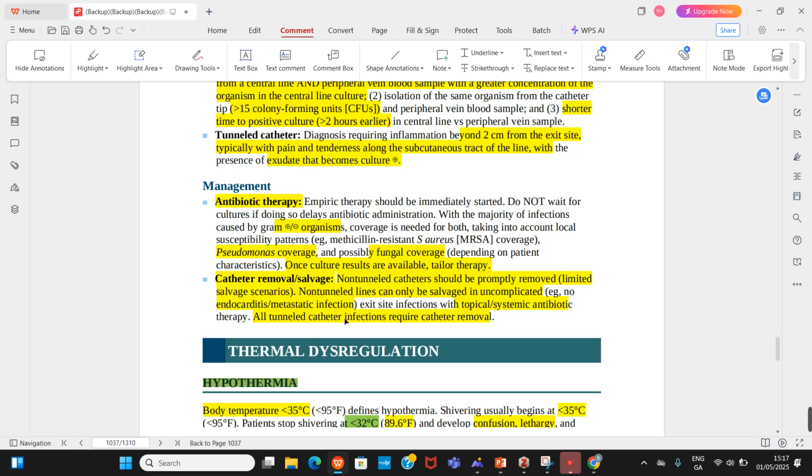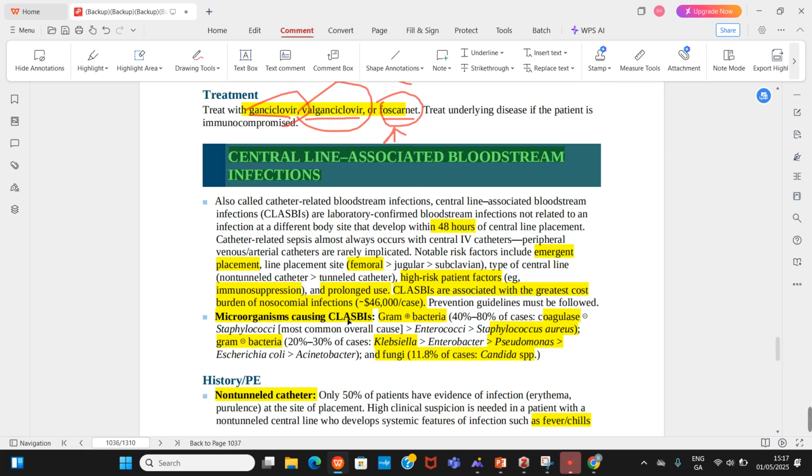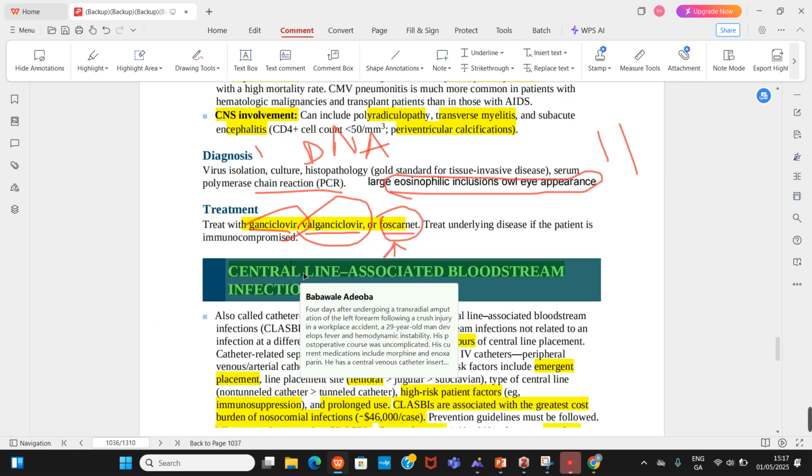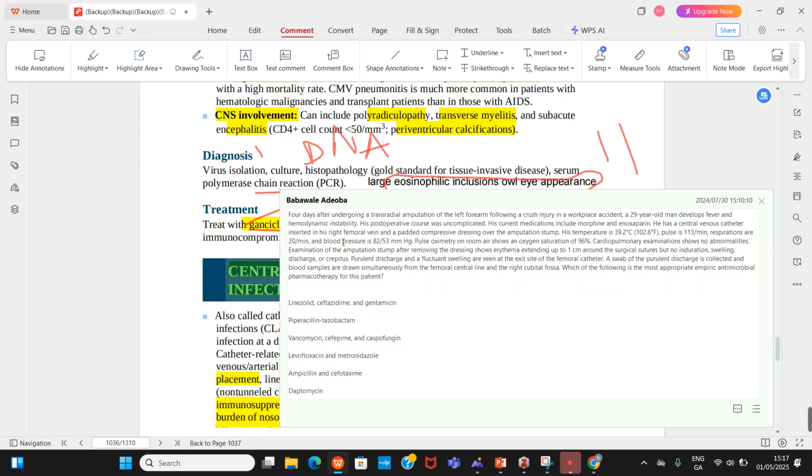But if all these are not present, you can salvage it and just place the patient on antibiotics. But any tunneled catheter that is infected, once you have put it underneath the skin to protect it from infection and it's still getting infected, you cannot salvage it. You need to take it out. So let us see one or two questions about that.